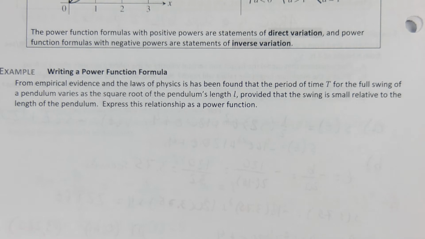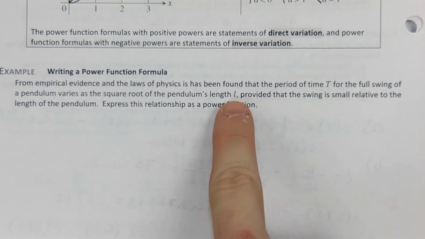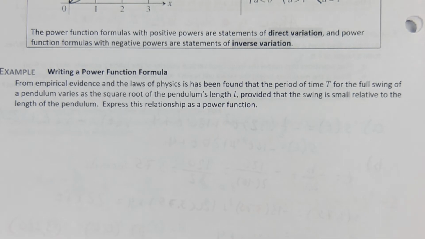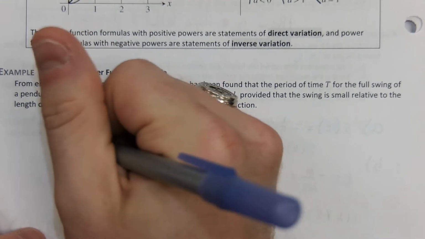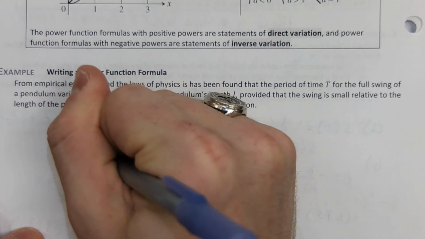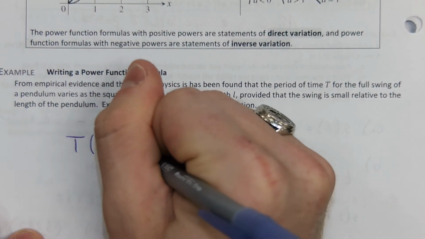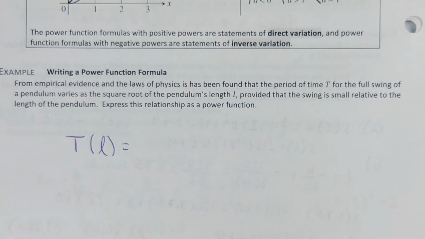All right. So what we need to do is define some variables. We were already told that time is capital T, and we know that L is length, so we need a function for capital T in terms of lowercase l. So we know that the time with respect to the length is T of L, capital T of L.